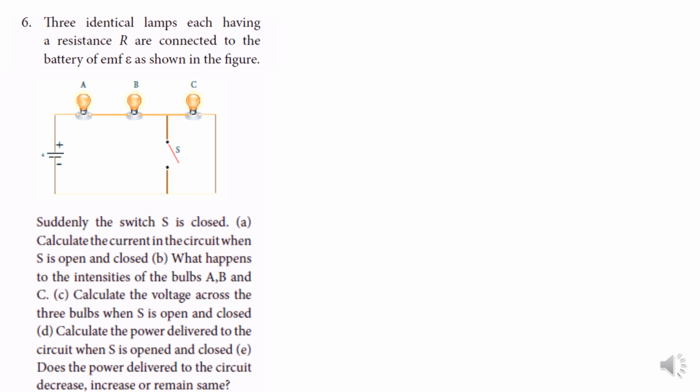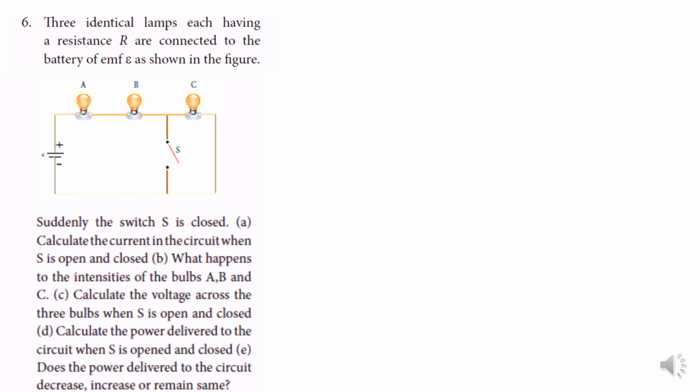So question number 6. Three identical lamps, each having a resistance R, are connected to a battery of EMF epsilon as shown in the figure. Suddenly the switch S is closed. Calculate the current in the circuit when S is open and closed. What happens to the intensities of the bulbs A, B and C? Calculate the voltage across the three bulbs when S is open and closed. And D, calculate the power delivered to the circuit when S is open and closed.